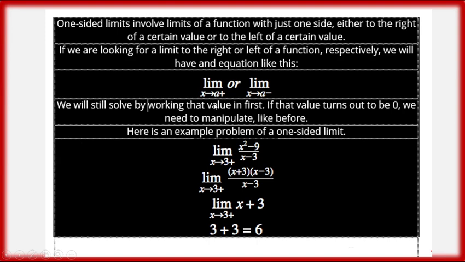Here is an example problem of a one-sided limit. Limit x tends to 3 plus, x square minus 9 by x minus 3. This is an indeterminate form. So we have to factorize this using the formula: x plus 3 times x minus 3 by x minus 3. x minus 3, x minus 3 cancel. And limit x to 3 plus x plus 3, 3 plus 3 equal to 6 is the answer. In this way you can find one-sided limit. Next question.